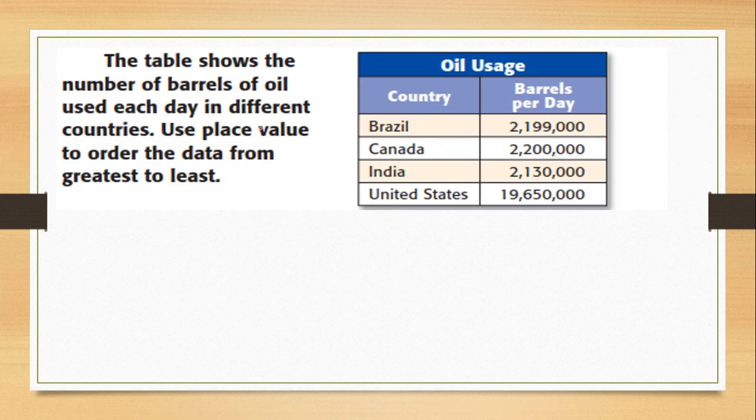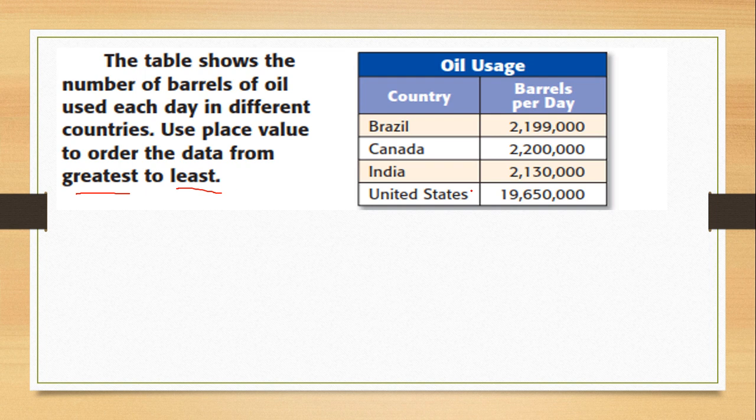He tells you that the table shows the numbers of oil used each day in different countries. Use place value to order the data from greatest to the least. So here he wants from you to make order from greatest to the least. Okay, we have some numbers here. First of all, let's count each number to know if they are all equal or we have a difference here, to know which one is the greatest and which one is the smallest one. Okay, don't forget we need to order from greatest to the least.